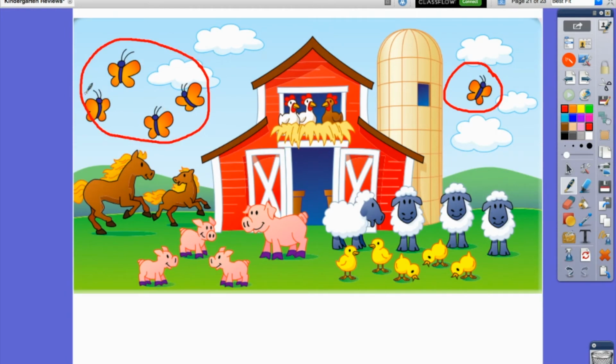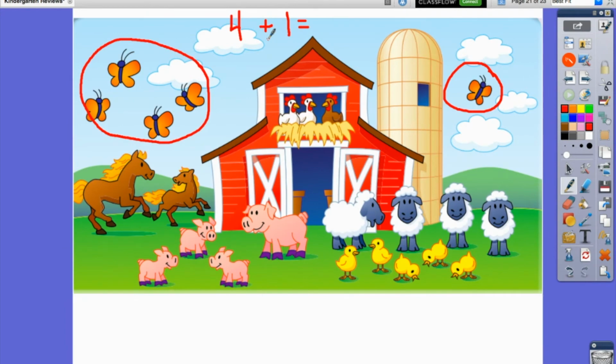How many do we have over here? I want you to count them in your head. How many butterflies do we have in this group? That's right, we have 4 butterflies over here. How many butterflies do we have over here? Just 1. So 4 and 1, or 4 plus 1.